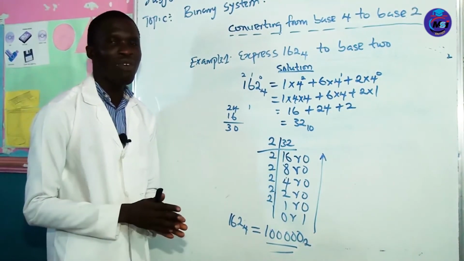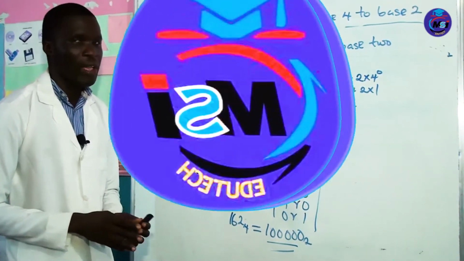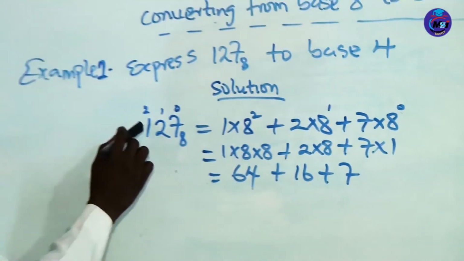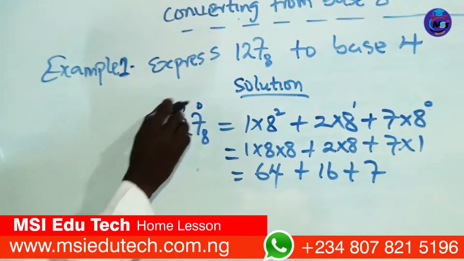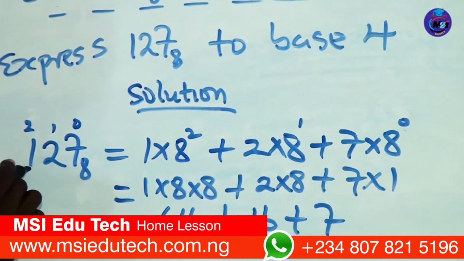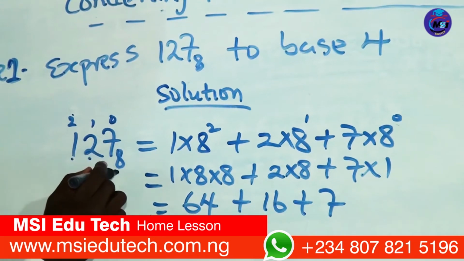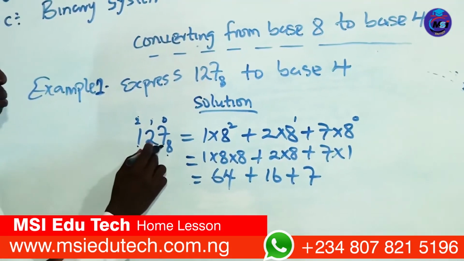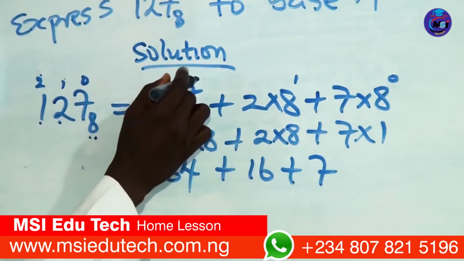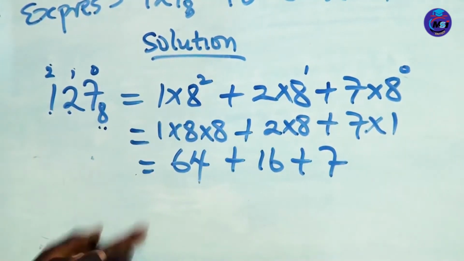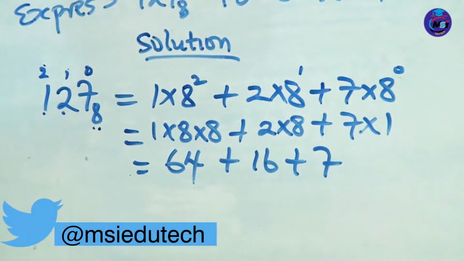Okay, now let's see how to convert from one base to another. Let me give you another example. Now we have the solution here: 127 base 8. You put 0, 1 and 2. So 1 times 8 raised to power 2, plus 2 times 8 raised to power 1, plus 7 times 8 raised to power 0. So 1 times 8 raised to power 2 will give us 8 times 8, not 8 times 2, plus 2 times 8, then plus 7 times 1, because 8 raised to power 0 is 1.